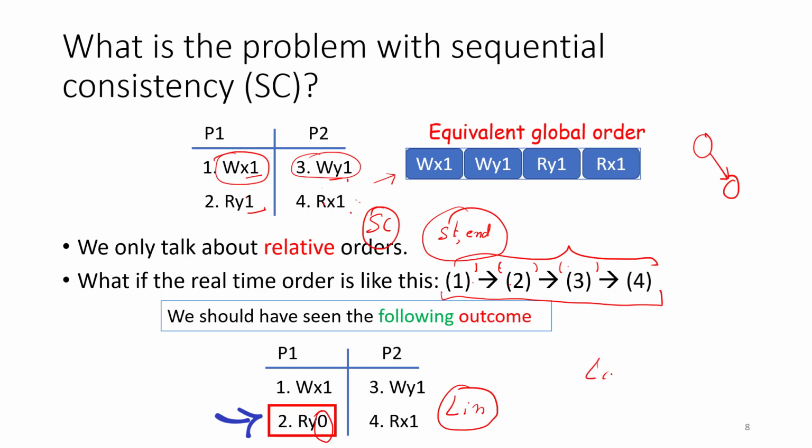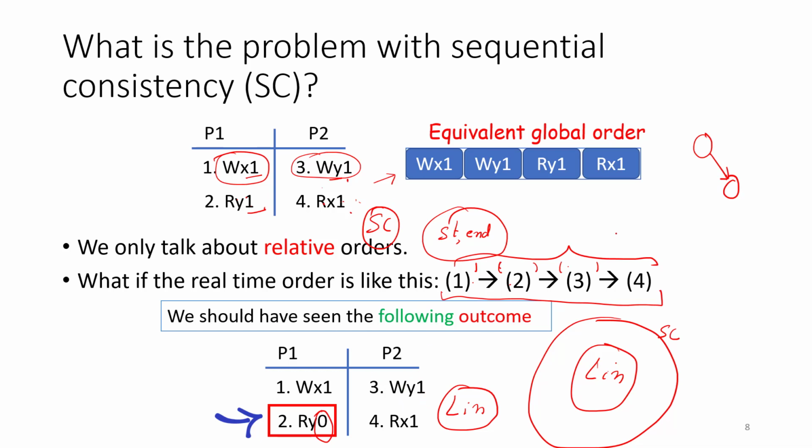So linearizable executions are essentially a subset of SC. Basically SC is a superset of linearizable executions. Anything which is linearizable is in SC, but not the other way around, as we saw just over here: this is in SC, but it is not linearizable. But this is linearizable as well as in SC.